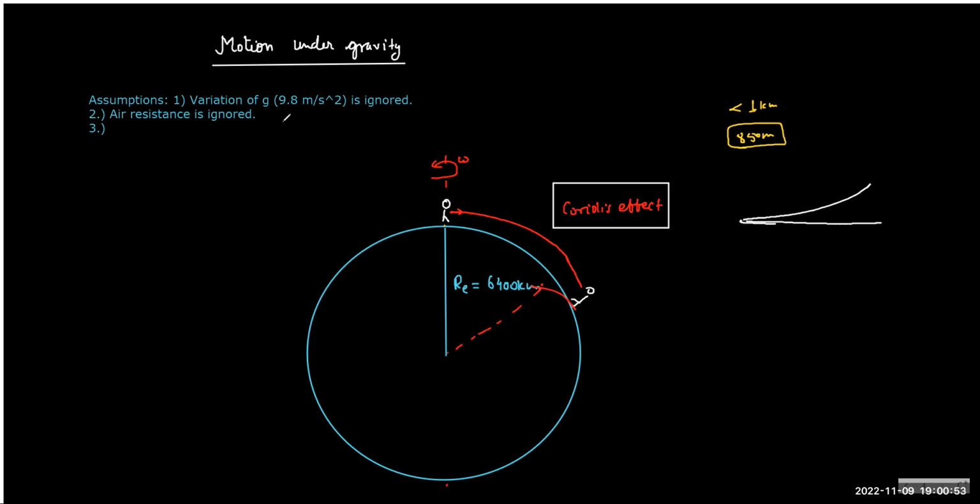So the third thing that we ignore is the effect of Earth's rotation. This is something which we ignore for sure. And based on this assumption, we are going to deal with motion under gravity. Basically, gravity is a force, so you can say motion under constant force. Because gravity is a very famous force, instead of saying motion under the force of gravity, we simply say motion under gravity. What we need to understand is that it is motion under the force of gravity, correct?